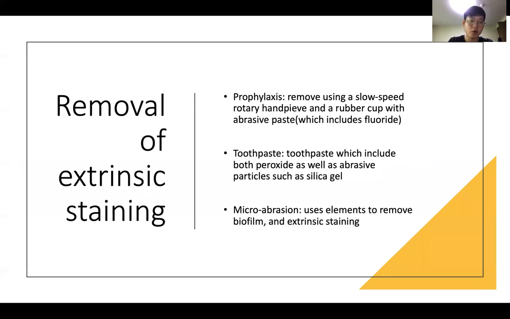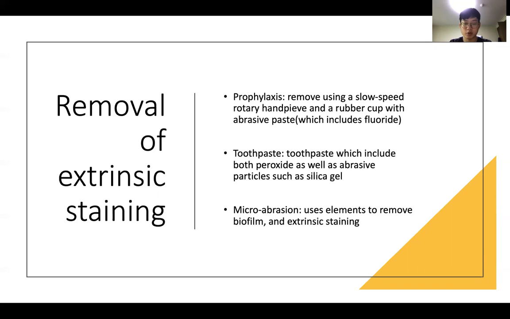Now we have to know how to remove extrinsic staining. The first way to remove extrinsic staining is through prophylaxis. Dental prophylaxis includes the removal of extrinsic staining using a slow-speed rotary handpiece and a rubber cup with abrasive paste, which contains fluoride, and it can only be done in a dental office.